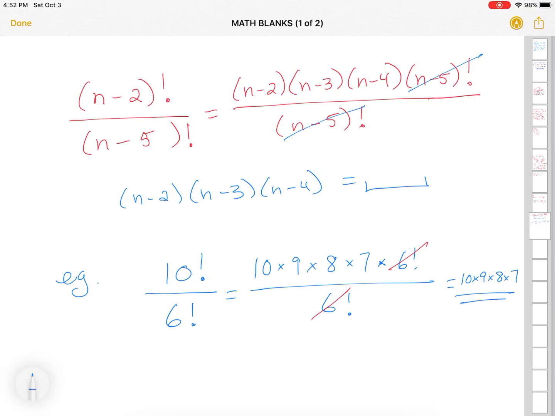Okay, so it's a little bit of extension with our factorials. And there are a couple of questions on your quizzes and tests that deal with them. Not a great deal, but enough that you should know how to work with them.